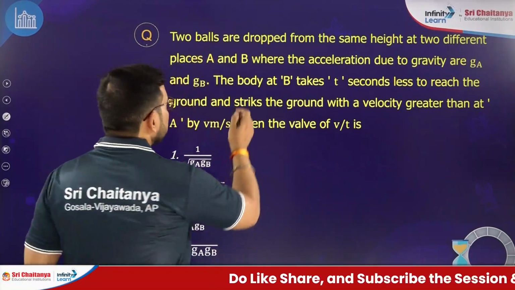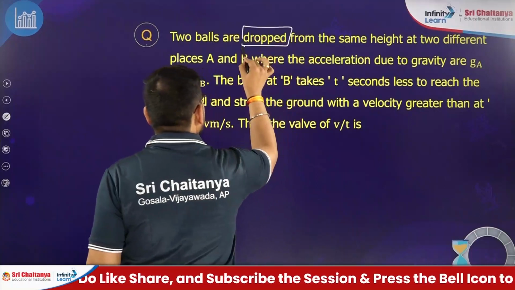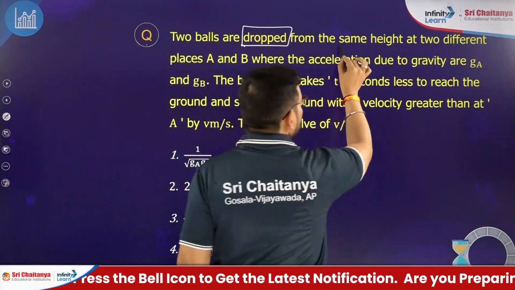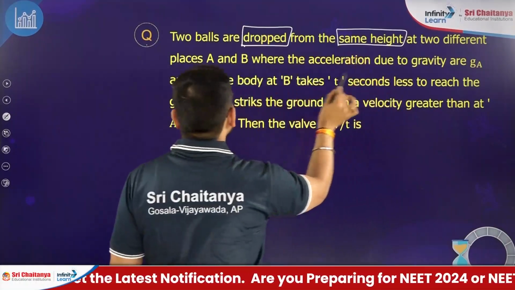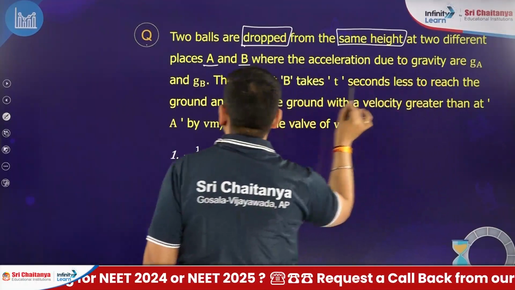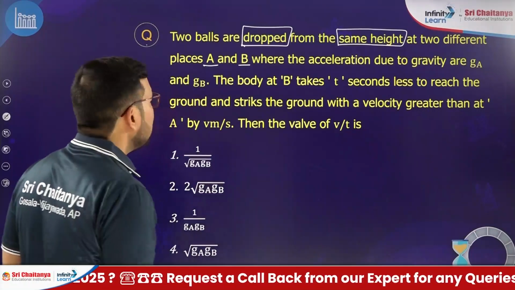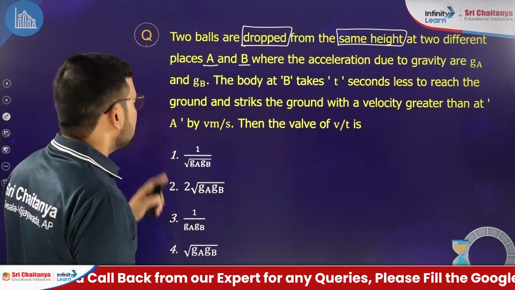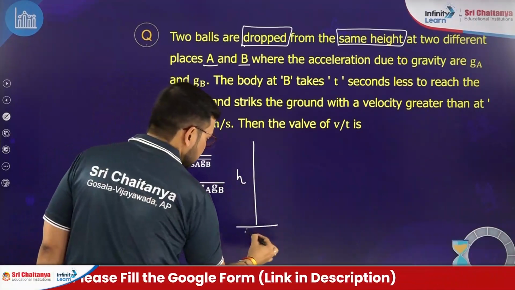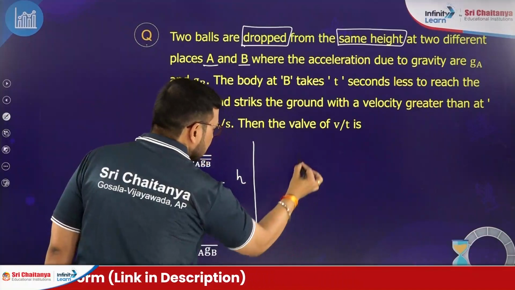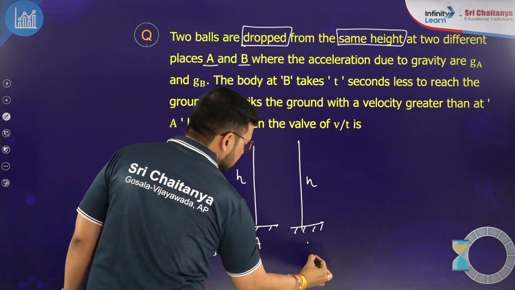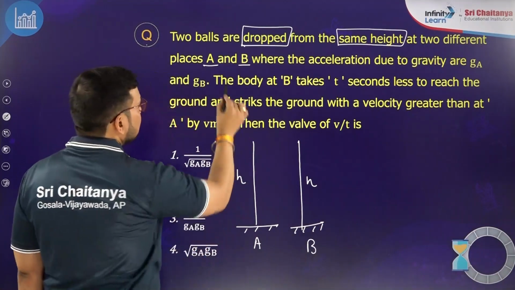Two balls are dropped. So the first category we have picked, dropped from the same height, at two different places A and B, where the acceleration due to gravity are Ga and Gb. See, you are dropping it. Height is the same, h. This is the place, name it A. This is again the same height. This is another place, let's name it B. And they are being dropped.